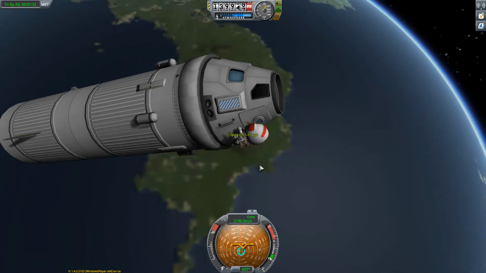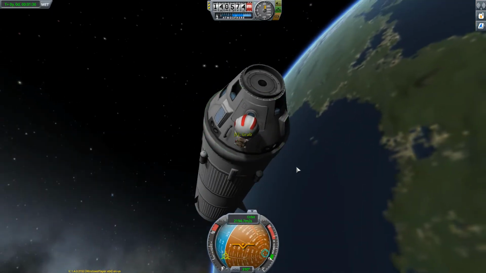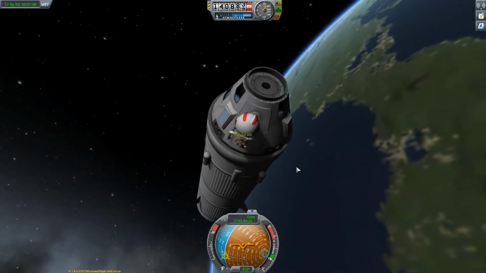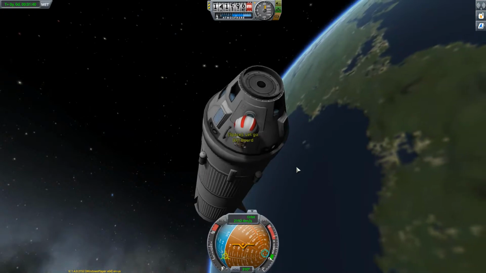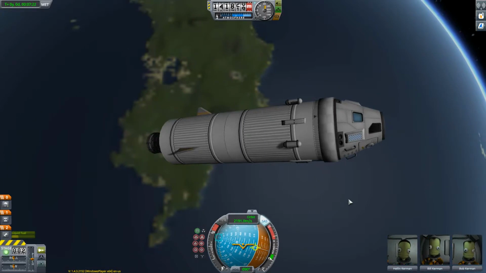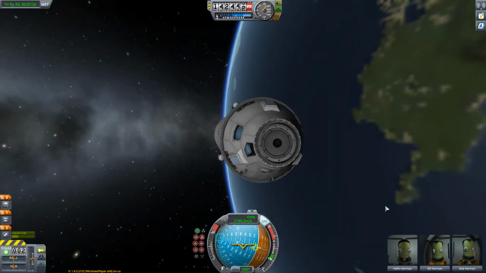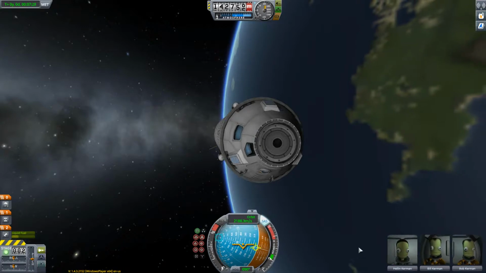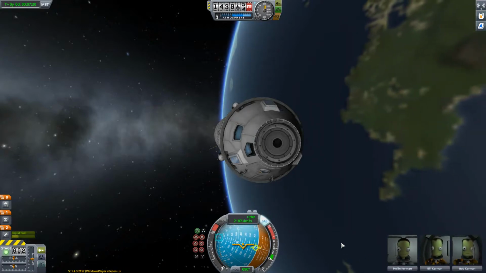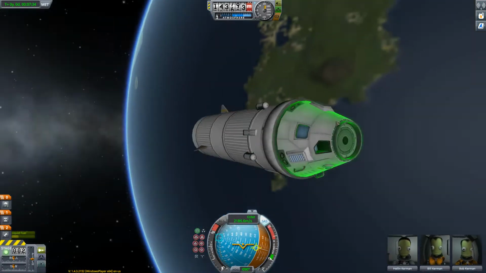Okay, so F to grab, B to board. These internal cameras for the internal side of the ship, once you get back in, it's going to be static for a second.